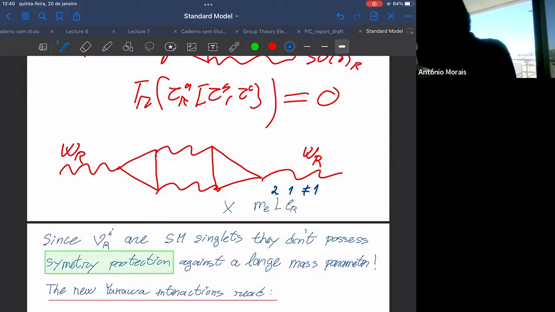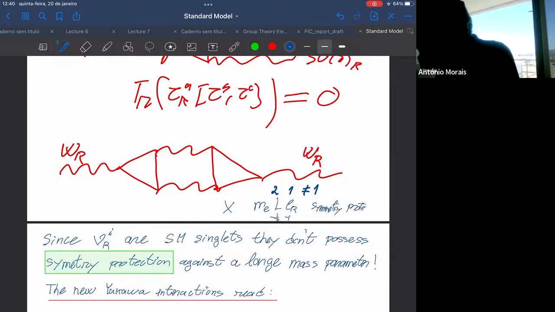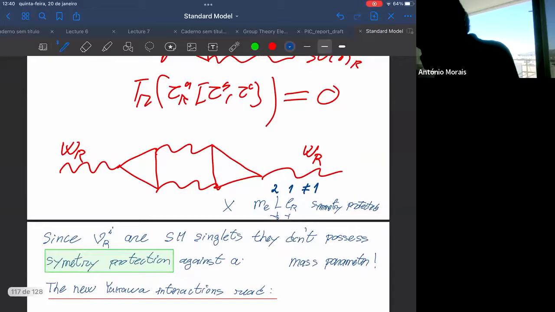And also U(1), the hypercharges were not matching. So it was 1/2 or -1/2, and here it was -1, I guess. So it does not sum up. This is what I mean by symmetry protection. It doesn't have symmetry protection against a large mass parameter, against any mass parameter. You could say it has an approximate protection if it's small. Here, if you can come up with electron number, then electron number would also protect that.